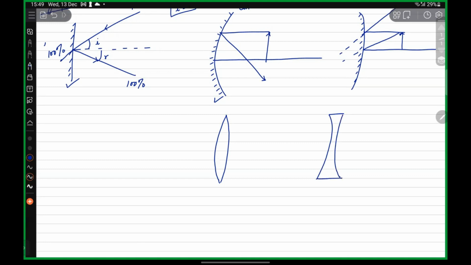Now, I'll mark 1 and 2 for these two. My simple question is, which one of these two will predominantly produce imaginary images, not real images, but imaginary images predominantly? Which one of these two lenses, one or two, will produce predominantly imaginary images? My simple question.